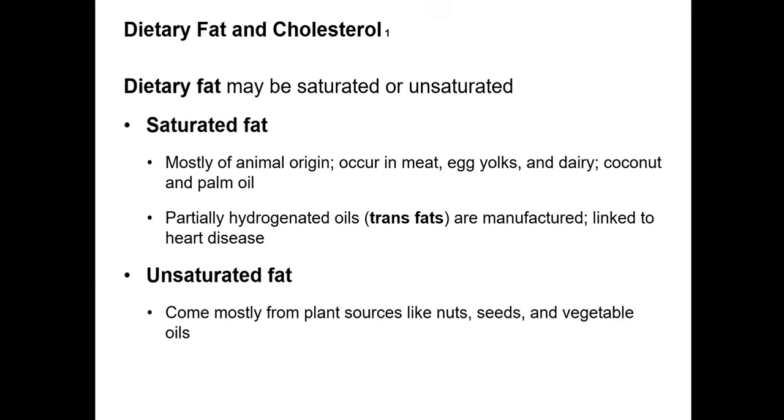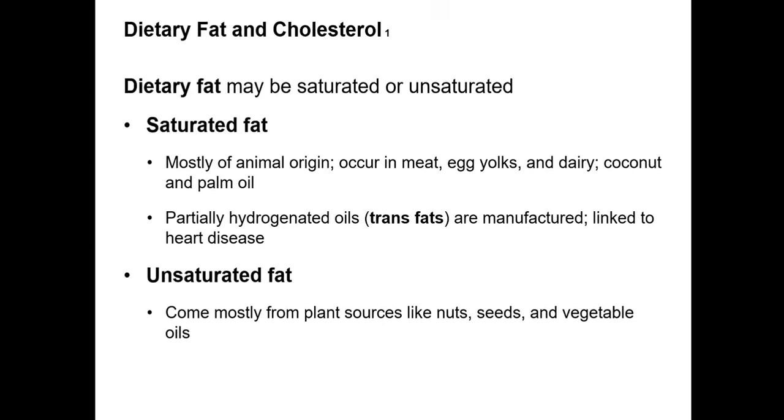Now, when we look at dietary fats, how we can get our fats from our diet, we have two main types. These are called saturated fats and unsaturated fats. Saturated fats are mainly going to be found in animal fats. So these are going to be found in meats. We have them in egg yolks. Cholesterol is the major fat that we see in egg yolks, and in dairy products.